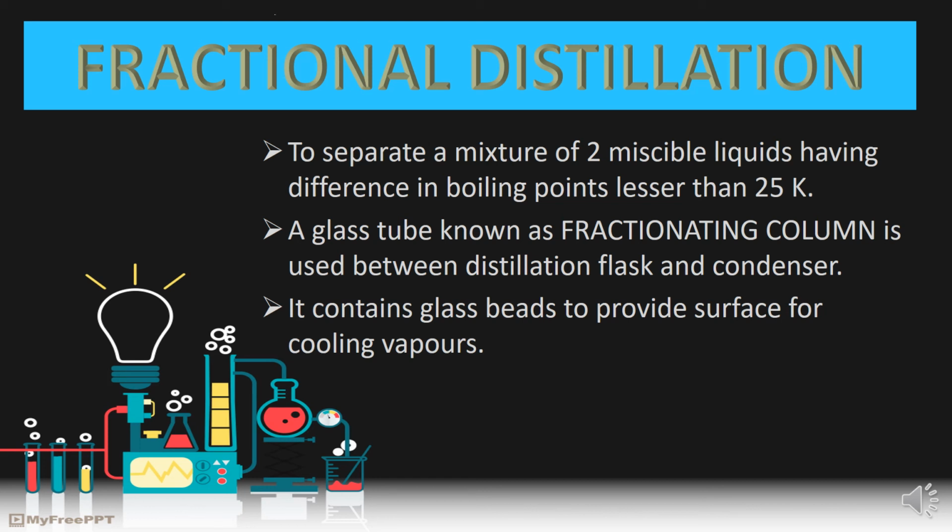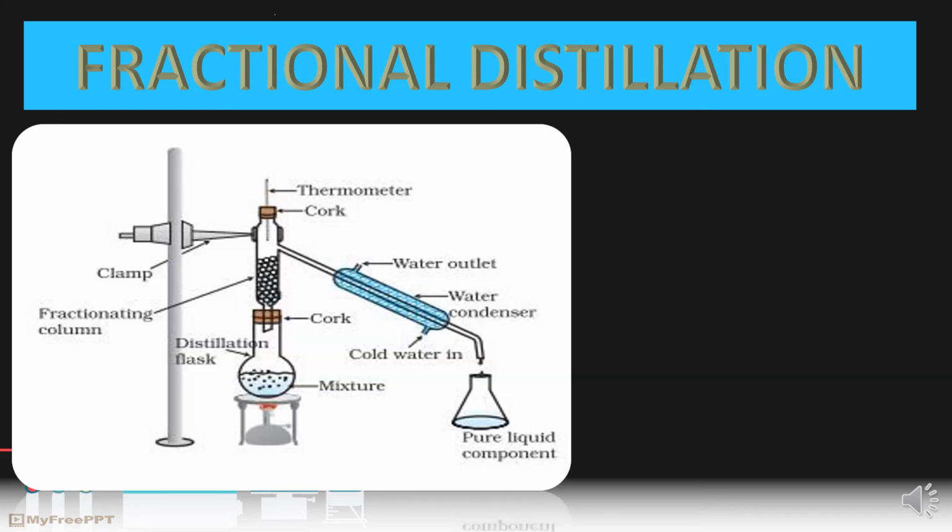This is otherwise similar to simple distillation, except for one glass tube used here, known as the fractionating column, which contains glass beads to provide surface for cooling vapors. Here you can see the diagram. This fractionating column is a cylindrical glass tube which contains glass beads. When a mixture of miscible liquids which have very little difference in boiling point is boiled in the distillation flask, the mixture boils as a whole.